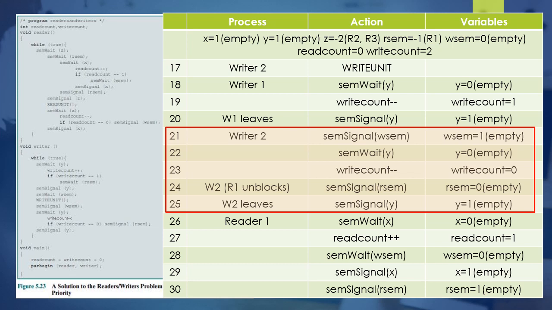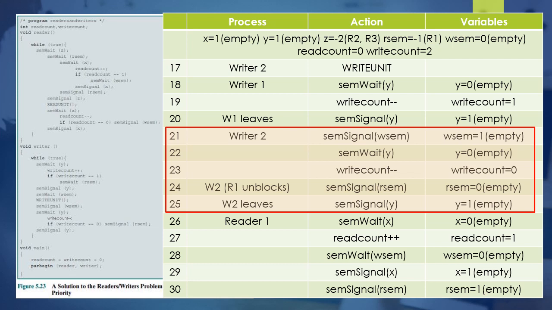Writer 2, which was writing on the file, completes writing and does a signal on WSIM. WSIM becomes 1. Issues a wait on Y. Y becomes 0. Decrements write count, becomes 0. It signals on RSIM. RSIM becomes 0 and reader 1 unblocks from the queue of RSIM. Finally, writer 2 signals on Y. Y becomes 1. Writer 2 leaves.